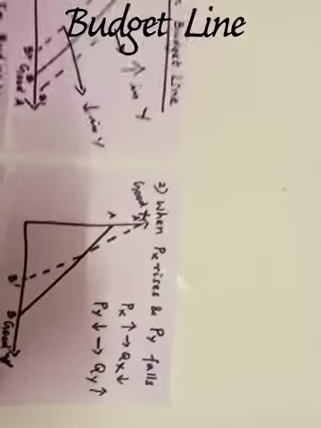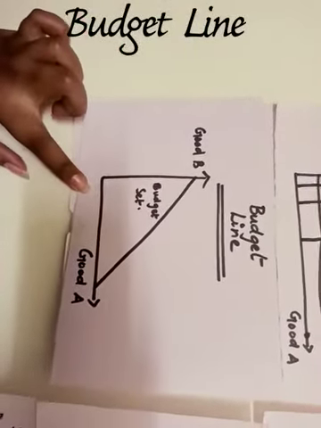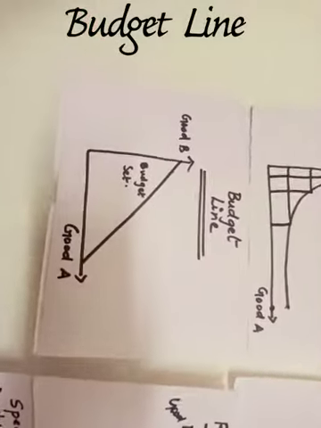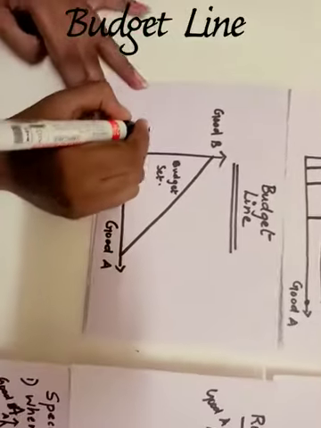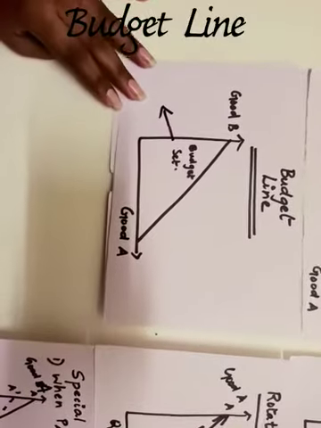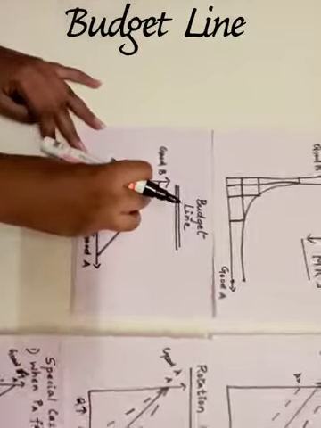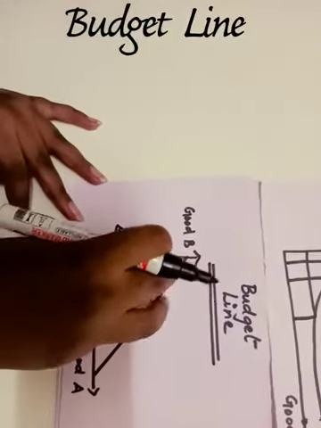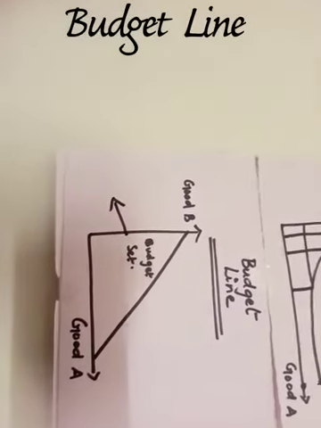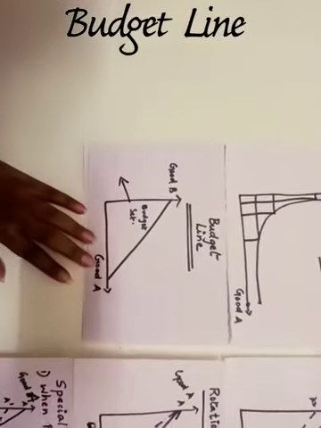The budget line shows all the possible different combinations of two goods that a consumer can buy out of his limited money income. And if you see here, I have marked the budget set. The budget set means whatever two goods he can buy with the limited income. This is his limited income. You can see here, up to here he can purchase any amount of the two goods. So the budget set means the combinations of goods that he can buy out of his limited income.